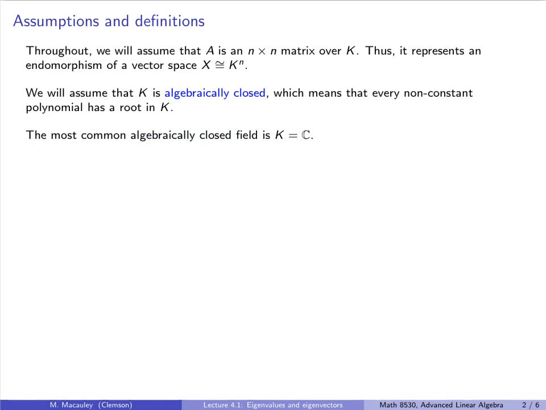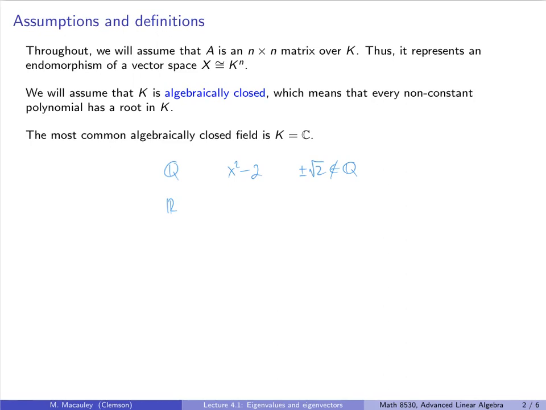The most common algebraically closed field is the complex numbers. And by common, I just mean based on what most people are familiar with. Nothing technical about that definition. So let's do some non-examples. The rationals. This is not algebraically closed because x squared minus 2 has roots plus or minus root 2, which are not in Q.